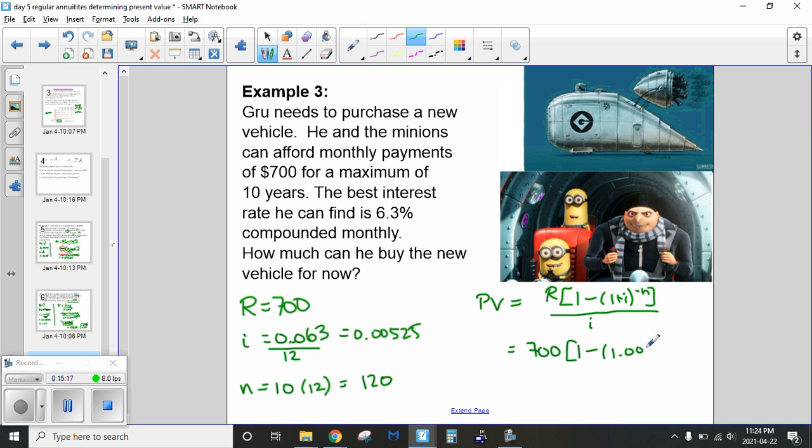So that's (1 plus 0.00525) to the negative 120, all divided by 0.00525.